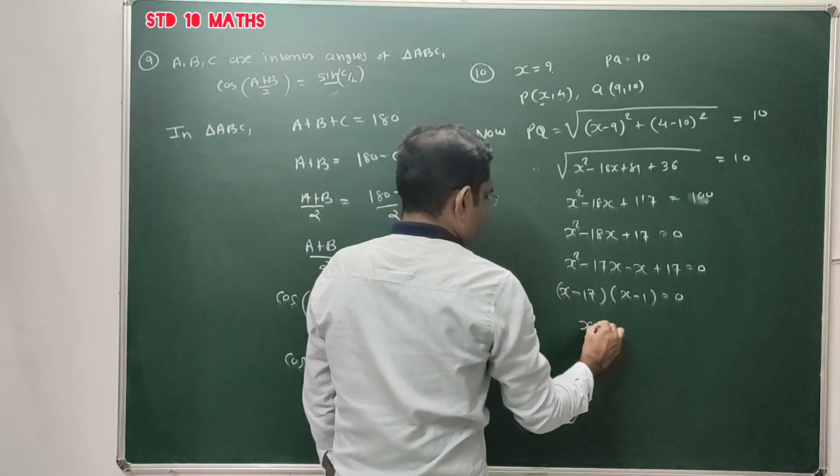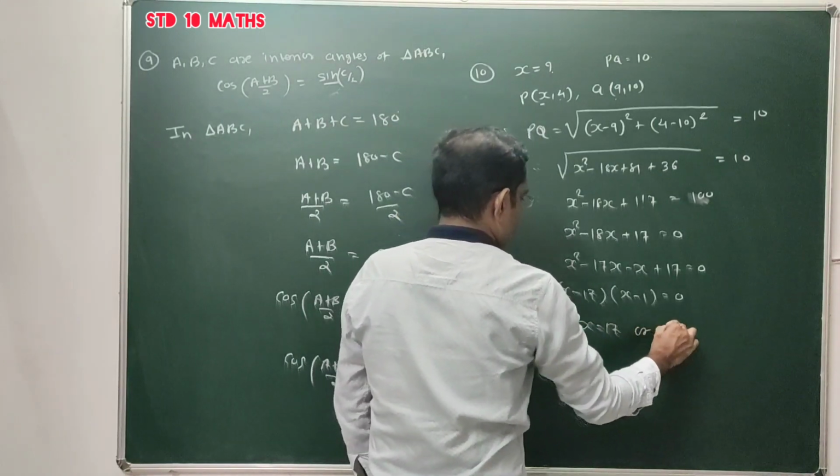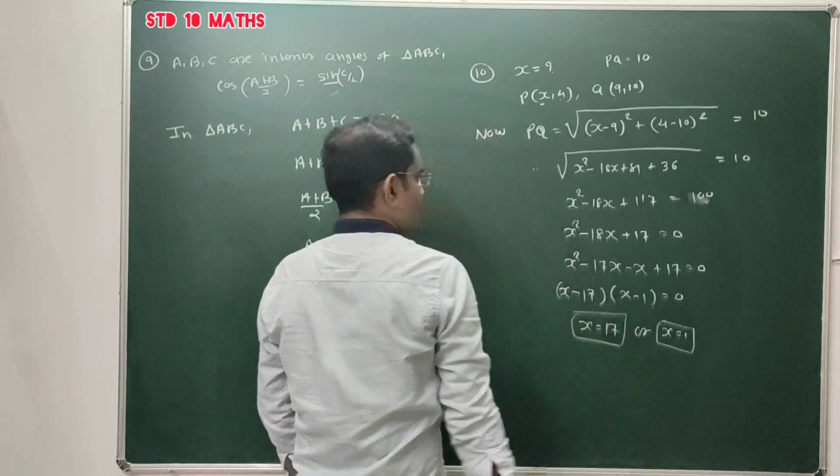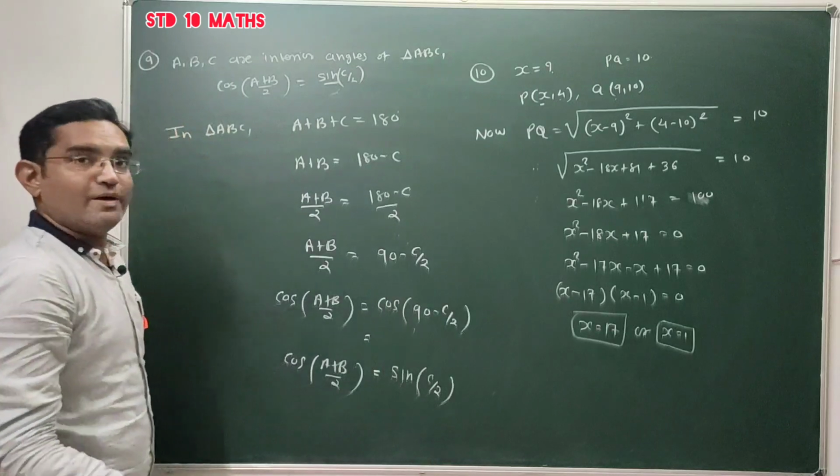Done. So two values of x are there, x equal to 17 or x equal to 1 is the answer. Done. So this is also again a 2 mark question.